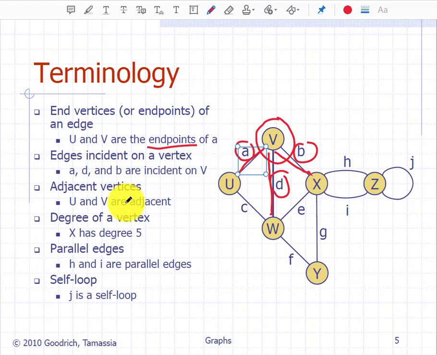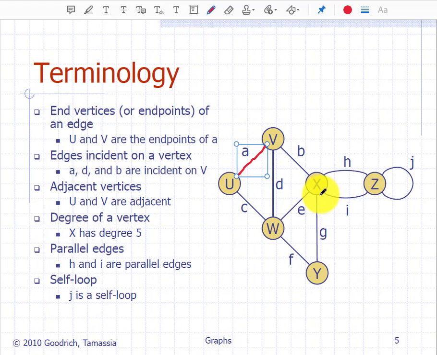And we get the notion of adjacent vertices. We say that two vertices are adjacent if there is a direct connection, meaning one edge between them. So we see U and V are indeed adjacent because there is A and only A connecting them. U and X are not adjacent, because there isn't a single edge that connects them. If we had this edge here, maybe it was Z, then U and X would be adjacent. U and W are adjacent. X and Y are adjacent. X and Z are adjacent, and so on.